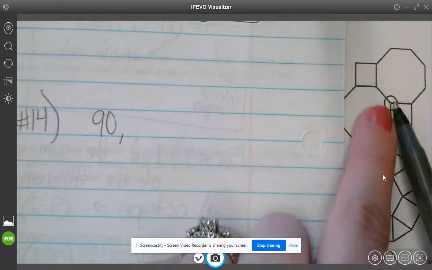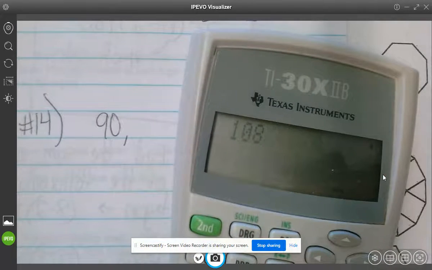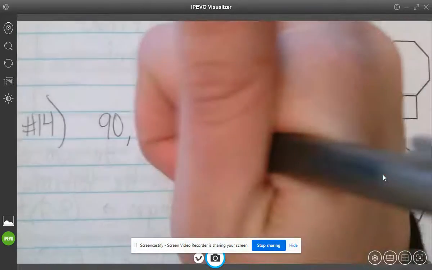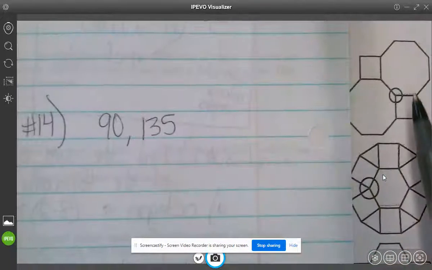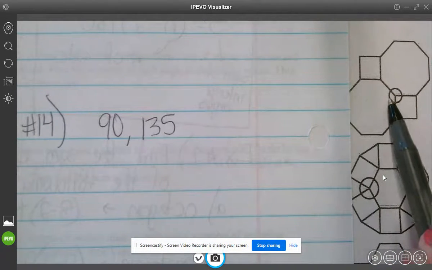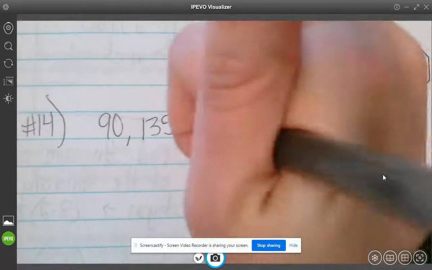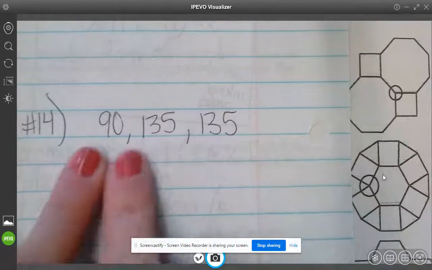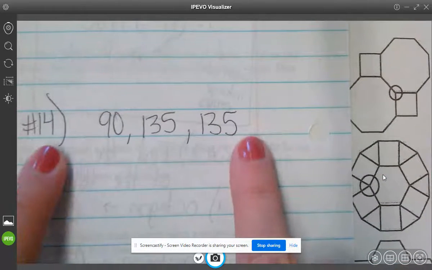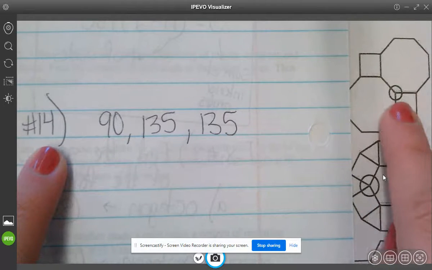So one angle in a regular octagon would be, well, if I take 1080 and I divide it by 8, because there's 8 angles, one angle would be 135. So that's going to be my other angle. So that one could be 135, which means this one is also 135. So that's your answer for 14. You're just listing out what angles are found in that circle.